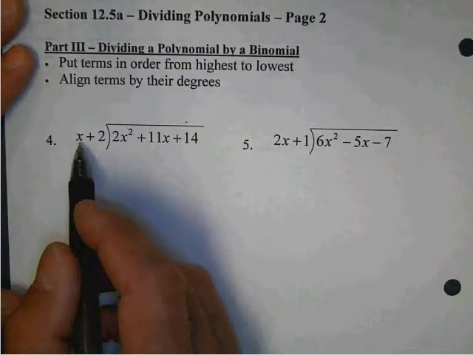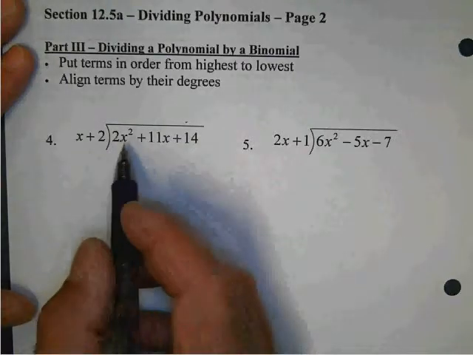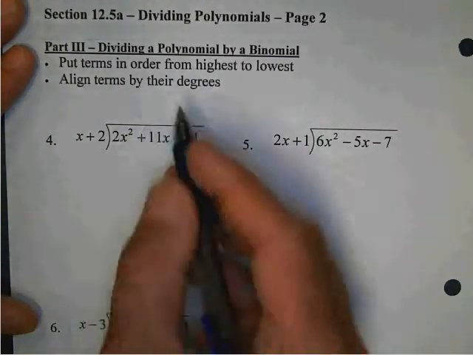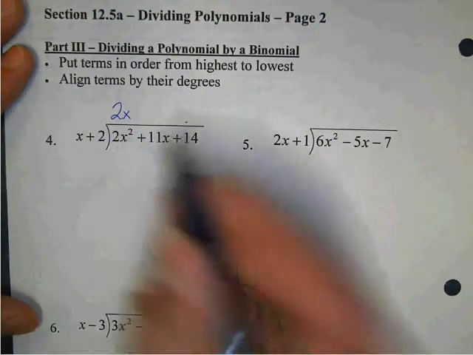Whatever the big brother gets, the little brother does the same thing. How many times does x go into 2x squared? In other words, x times what is 2x squared? 2x. Do we agree that it's 2x? 2x times x is 2x squared. So there's the first question.